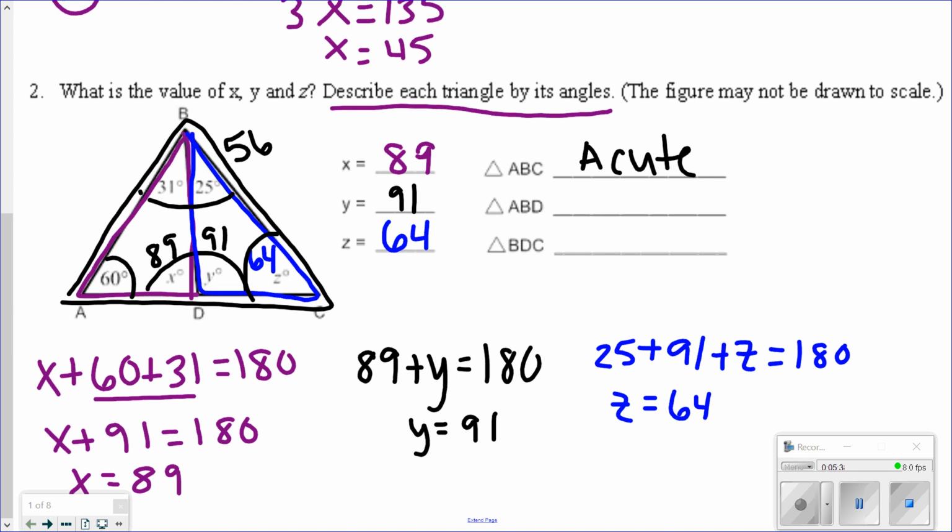Now let's look at triangle ABD. Now triangle ABD is our purple triangle. And once again, if I look at all the angles there, I have 60, 31, and 89. Those are all less than 90 degrees. So once again, we have an acute triangle. And lastly, I have triangle BDC. So those angles are, I have 25, 91, and 64. So this 91, since it's greater than 90, that means that that triangle is an obtuse triangle.